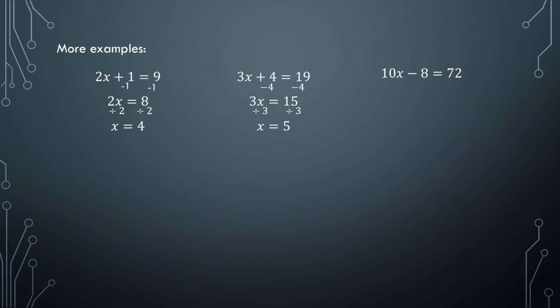What I might want to do here is I've got 10x minus 8 equals 72. And so again, I'm going to look for the inverse of this minus 8 bit. I want a letter bit on its own. So it's the opposite of subtracting 8. I need to add 8. So I'm going to add 8 on to both sides. That leaves me 10x equals 80. So I need to divide both sides by 10. And so x is just equal to 8.